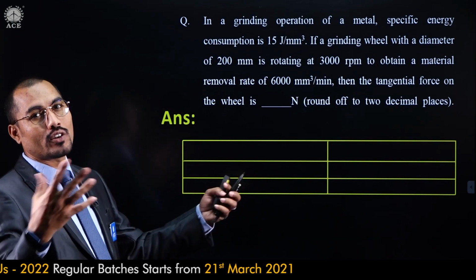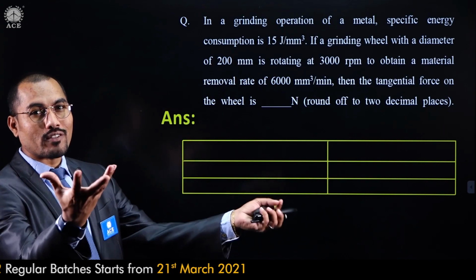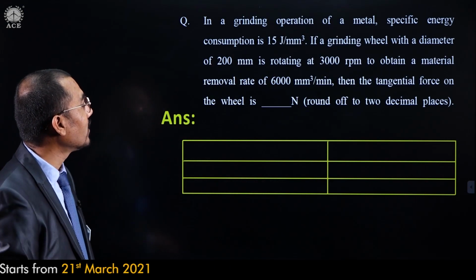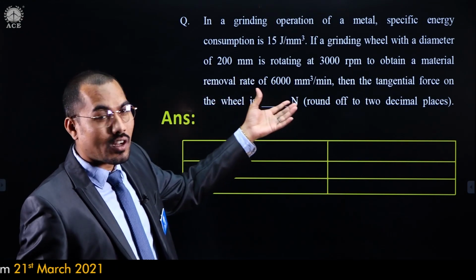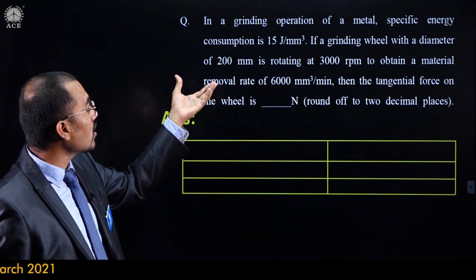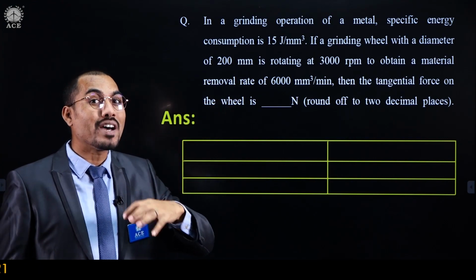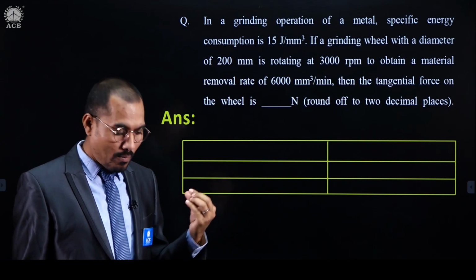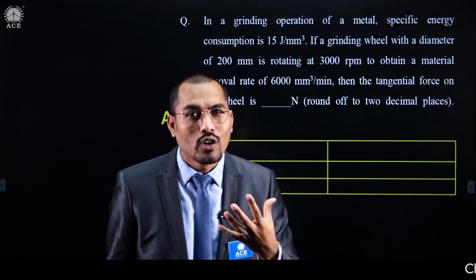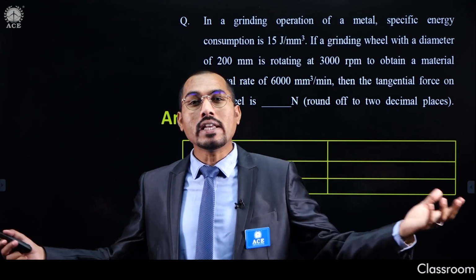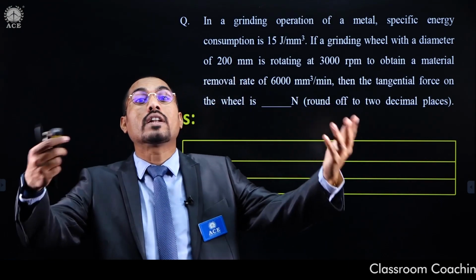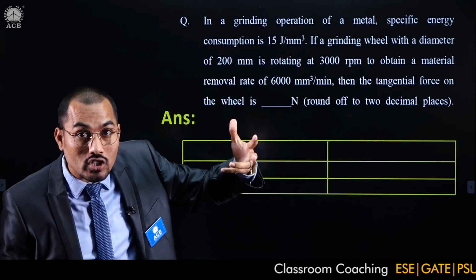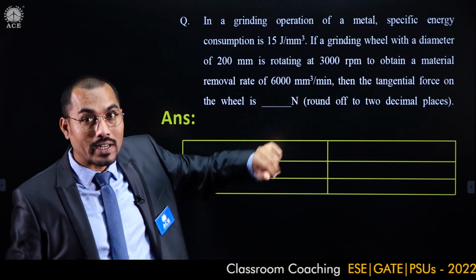It is just a play of units. You know the basic fundamental mechanical metal cutting operation, and if you know that, you will be able to solve it. In a grinding operation of the metal, the specific energy of consumption is 15 joule per millimeter cube. What is specific energy? The amount of energy required to remove unit volume of material, such as millimeter cube or centimeter cube. So this much joule of energy is required to remove unit volume of material.